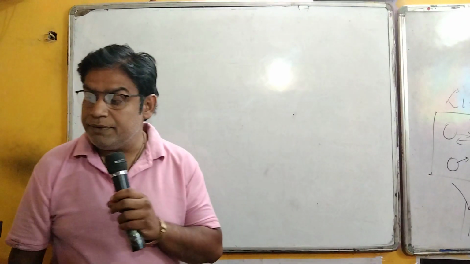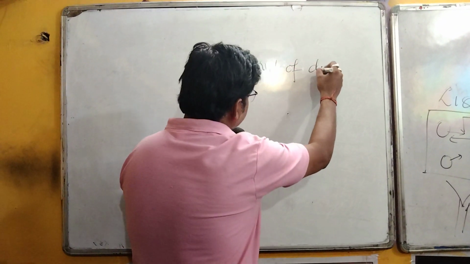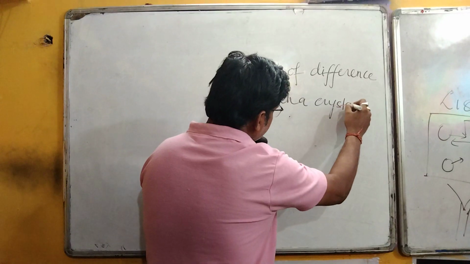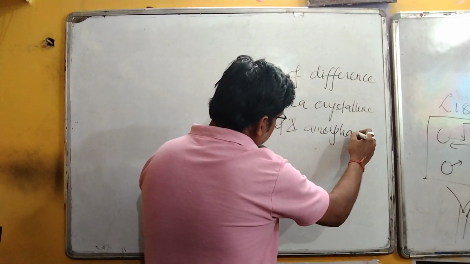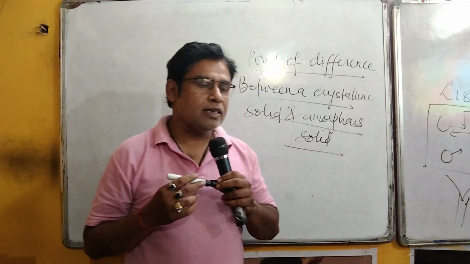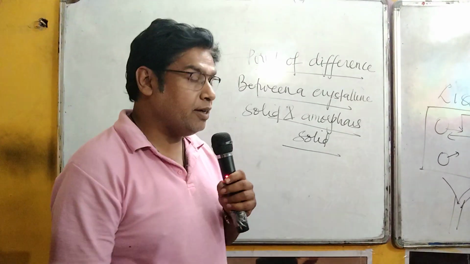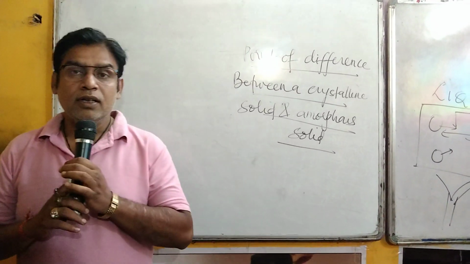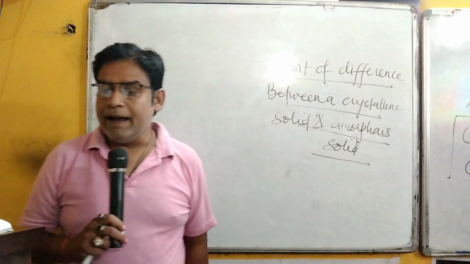But we will talk about the points of difference between a crystalline solid and an amorphous solid. First we will see the arrangement of the constituent particles. We will first talk about the arrangement of constituents. We'll be talking about the point of difference between a crystalline solid and an amorphous solid.